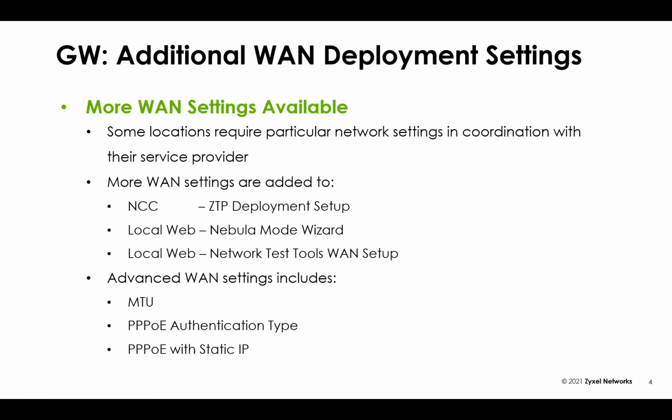So with our gateways, we have additional deployment settings that are now available to you. If you remember in the previous webinar when I talked about onboarding your USG or your ATP, you have to do something called the ZTP, which is your zero-touch deployment provisioning. What that does is it requires you to first default the unit back to factory defaults, and then you have to have your MAC address and your serial number provided to Nebula and install that information into the Nebula Cloud Center so that it can sync up. And then at that point, you're given the opportunity to configure your WAN settings. Then it creates a specific file that you either put on a USB drive or it gets emailed to you.